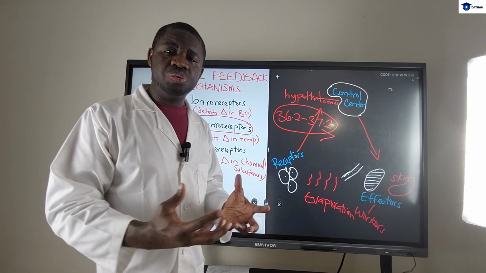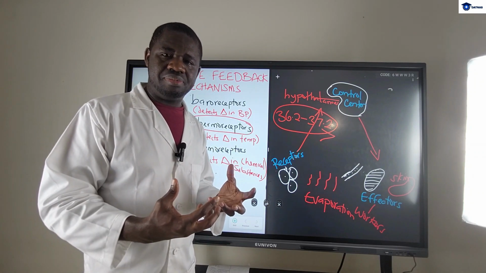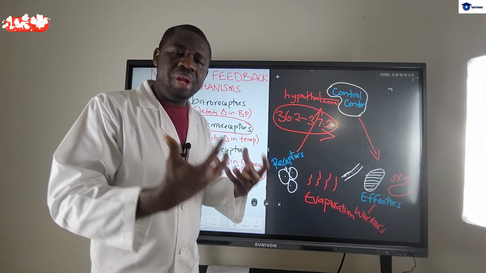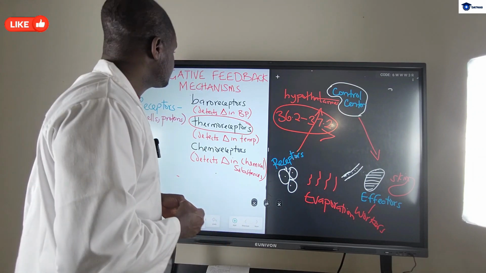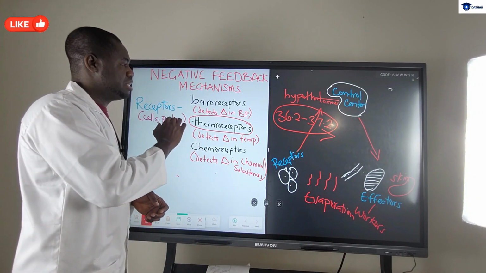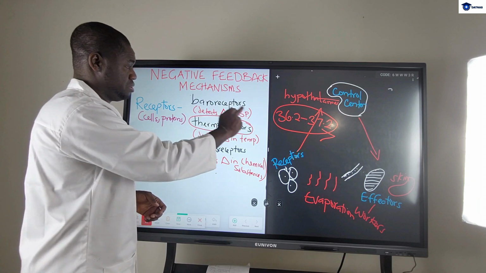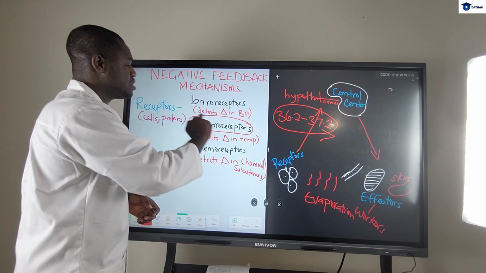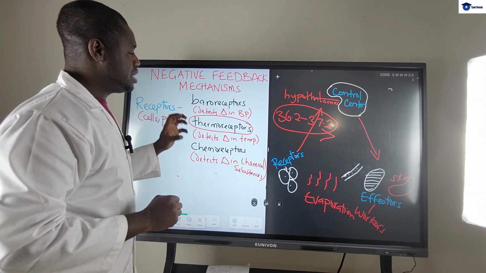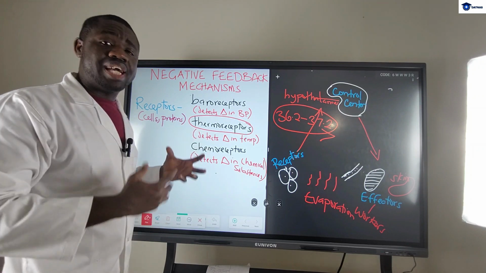I want you to think and explain in your own words how the body regulates blood pressure using the baroreceptors as the detectors.